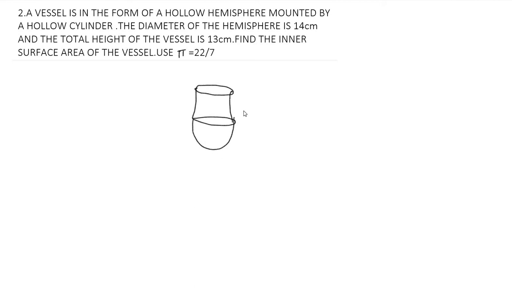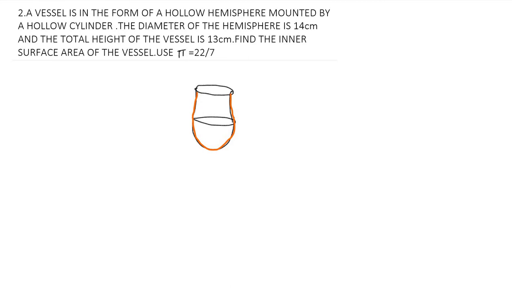Now how will you find the inner surface area of this vessel? The inner surface area of the solid is equal to CSA of a cylinder plus CSA of a hemisphere. This is the inner surface, right? Shall we find this? Yes.